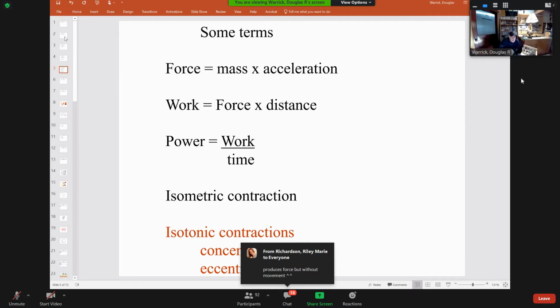Can you explain isometric contraction again? Isometric is simply when your muscle is producing force. That is, the myosin heads are binding to actin, and they're bound to actin, and they're trying, if you will, to move the sarcomere, except they don't.